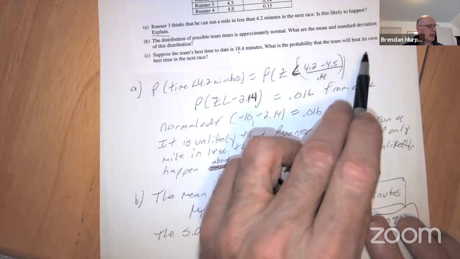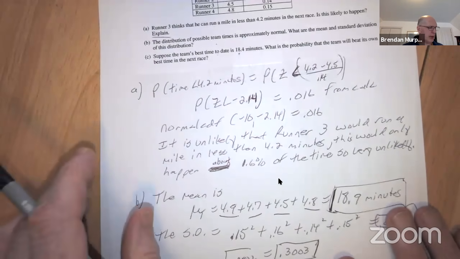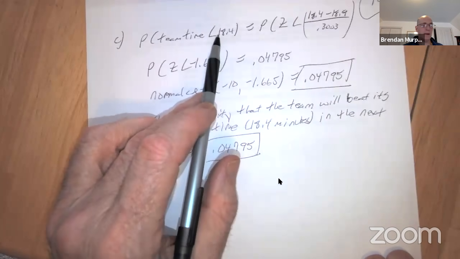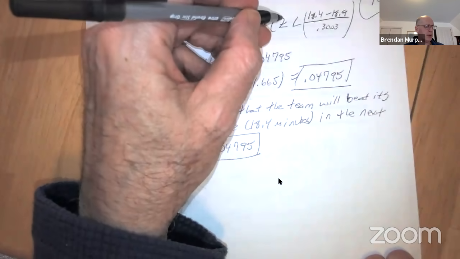What is the probability the team will beat its own best time in the next race? I said the probability that the team time is less than 18.4 minutes is equal to the probability of your z-score being less than 18.4. That's the time they want to beat.